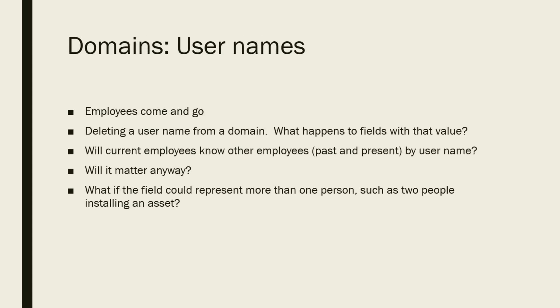Usernames are another good fit for a domain. If you've got crew members or supervisors that you're keeping track of in a GIS, like the work they do or who installs what, usernames could be a good domain. So in the domain, you would say that the value is the username, maybe one that's assigned by your organization, and then the display value is their full name.